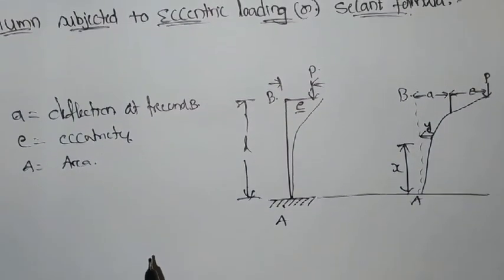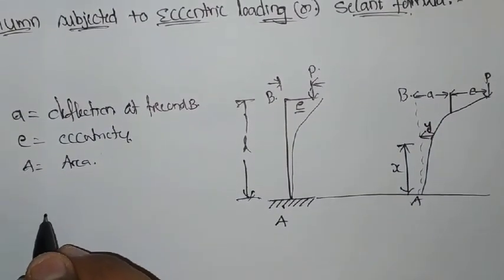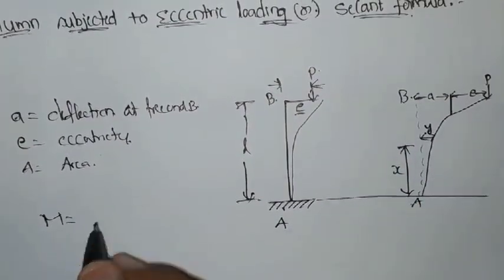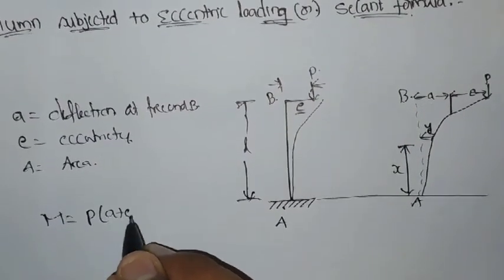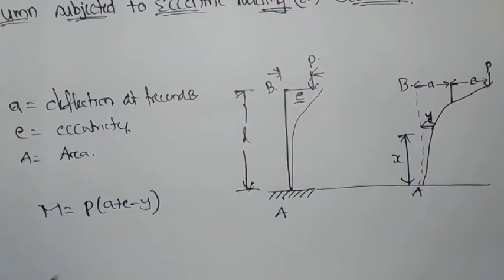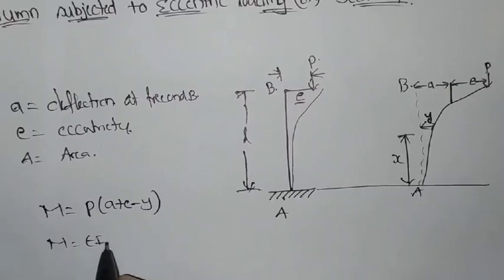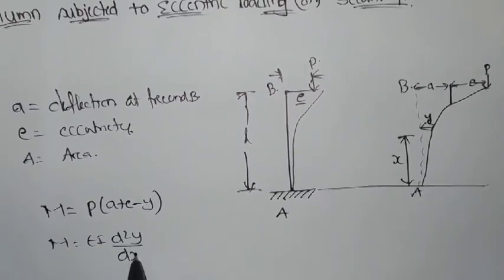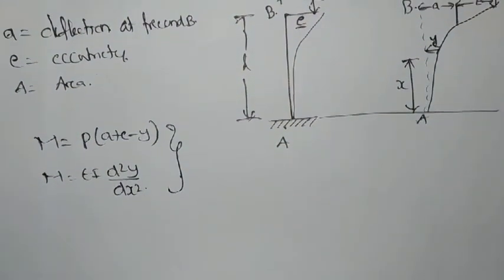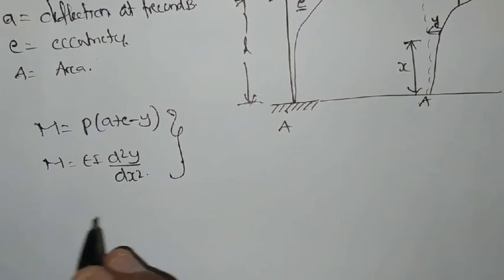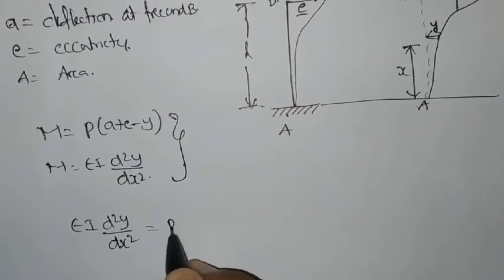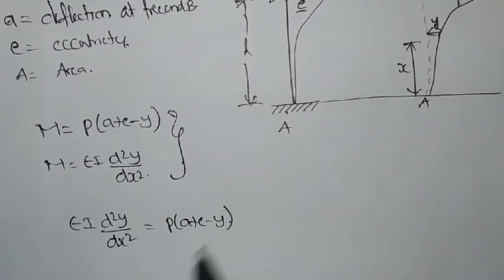First we find the moment at the section. The moment at the section M, with respect to P, a, e and y, can be given as M equals P times (a plus e minus y). But we also know the moment can be written as M equals EI d squared y by dx squared. So we equate these two conditions to find the equation. By equating the two moments, EI d squared y by dx squared is equal to P times (a plus e minus y).